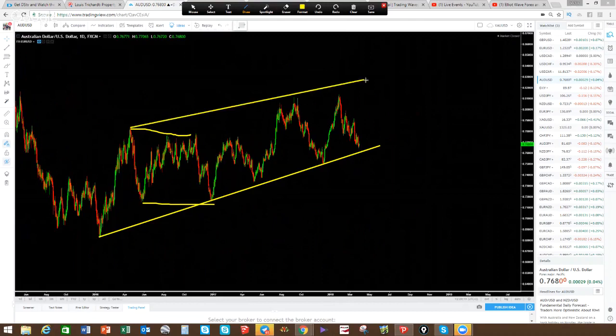a leading diagonal in wave A. Why are we looking at this as a diagonal? You'll see that it complies with all the rules of a diagonal. If you look at this as a 1, as a 2, and this is not a triangle. This is a diagonal. There's a difference. And then this is a 4.